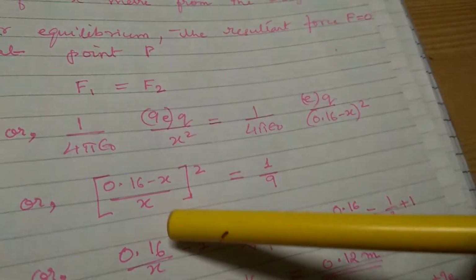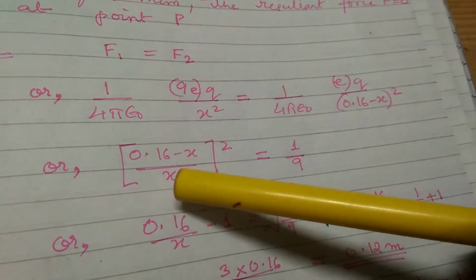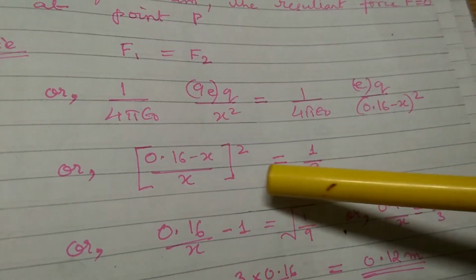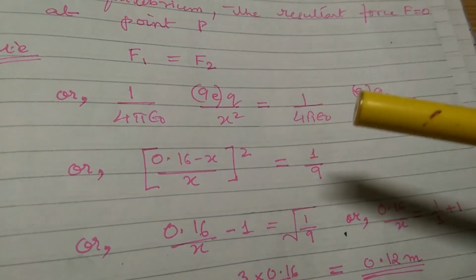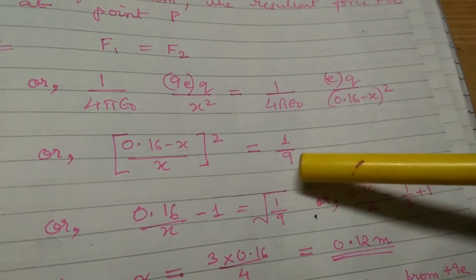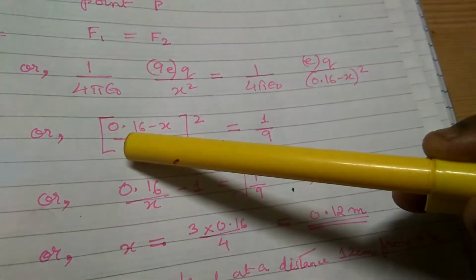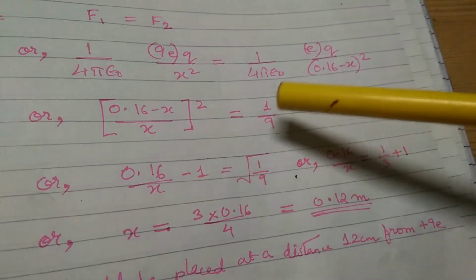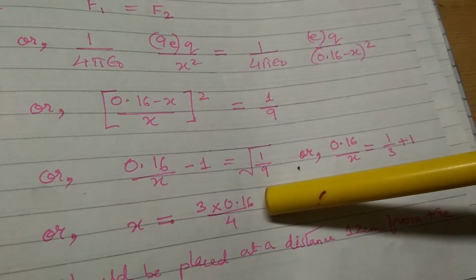So we rearrange the terms in this manner. This is a square, so we move it to the LHS. This is x square, so we put it in a square bracket, and whole square is equal to 1 by 4 pi epsilon naught, which gets cancelled. So what is left here, again eq and eq get cancelled. So what is left is 1 by 9. Now we break this term: 0.16 by x minus x by x cancelled, so 1. And this side, this is square, so we take the root, so root over 1 by 9.